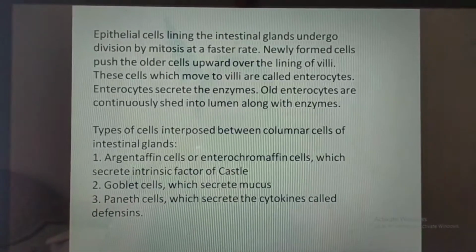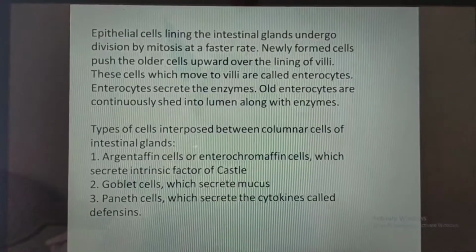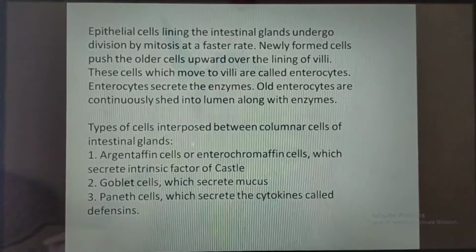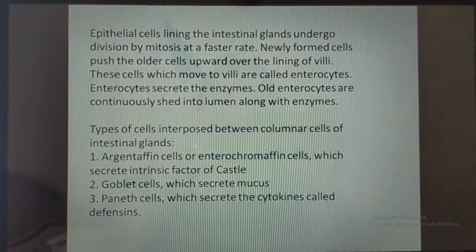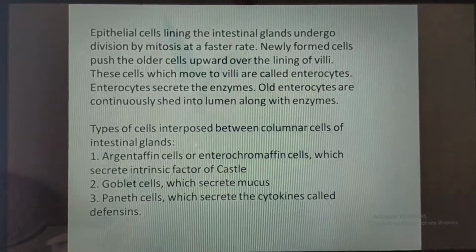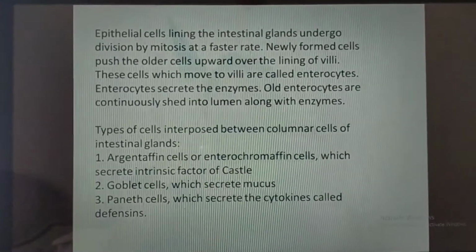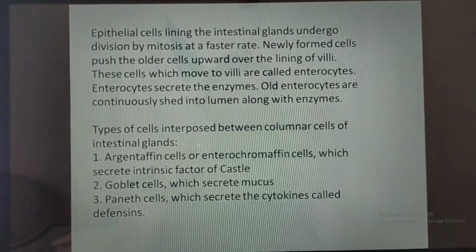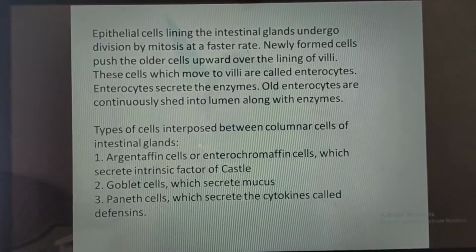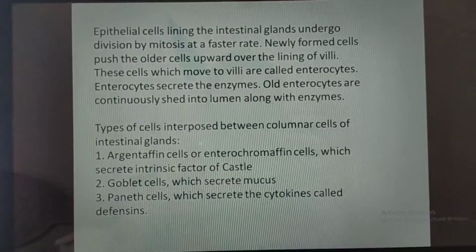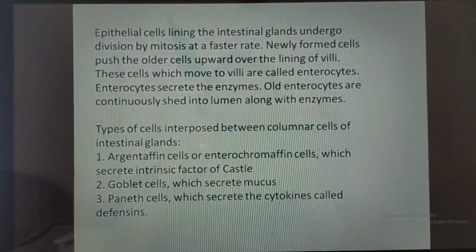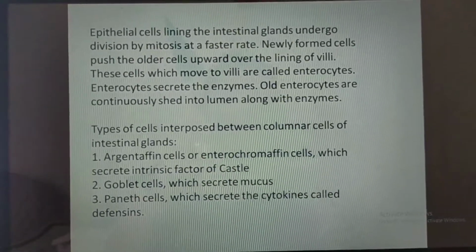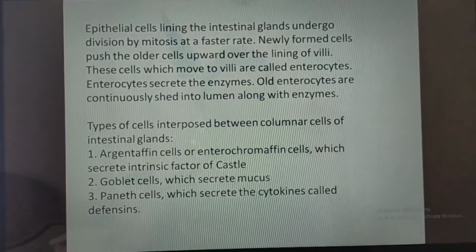Epithelial cells lining the intestinal glands undergo division by mitosis at a faster rate. Newly formed cells push the older cells upward over the lining of villi. These cells which move to the villi are called enterocytes. Enterocytes secrete enzymes. Old enterocytes are continuously shed into the lumen along with the enzymes.